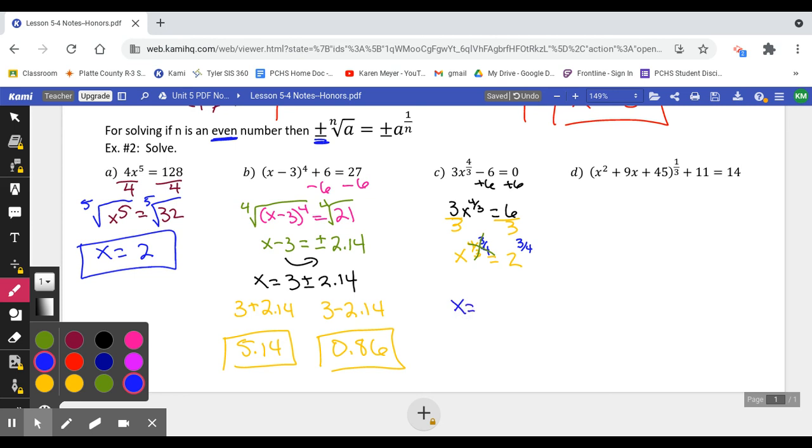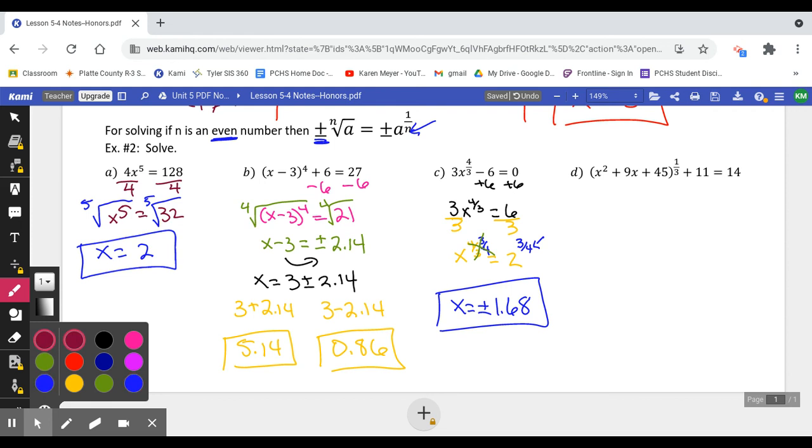Now, how do you tell on these problems? How do I know if I need a plus or minus or not? What you're going to do is you're going to look at the denominator. And if the denominator is an even number, and when I say denominator, I mean of the reciprocal power, not the original, but of the reciprocal power. So if I look at my denominator here, that's 4. 4 is even, so I got to have me a plus or minus, and then that works out to be a decimal of 1.68.